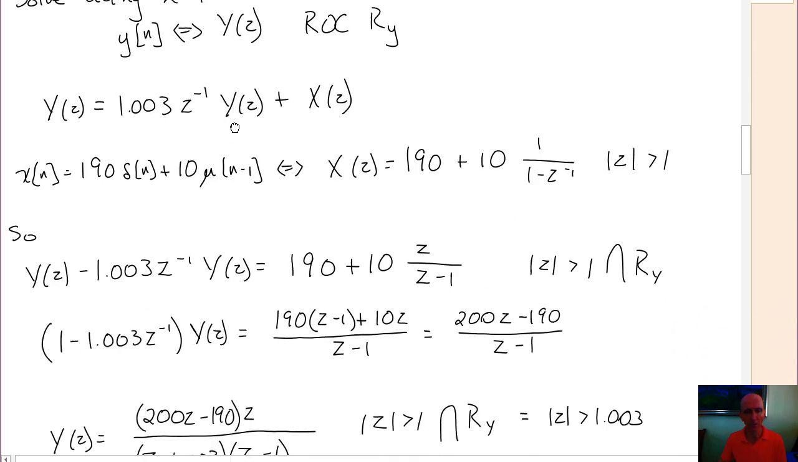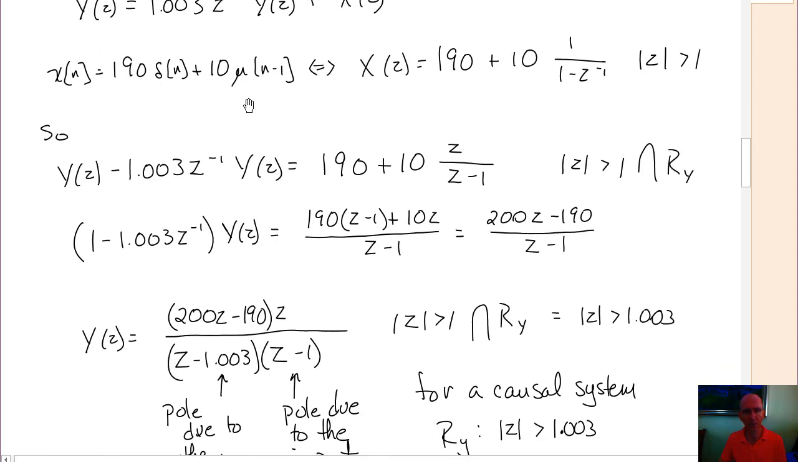Now, to solve it, of course, we have to write our x of n as X of z. This is x of n in time as we had calculated it above. Now we can calculate the z transform of each of these terms. 190 delta n is 190. 10 mu, actually this should be mu of n. There, that's better. So then 10 mu of n is going to be 10 times 1 over 1 minus z to the minus 1, magnitude of z greater than 1. So this is going to be our X of z.